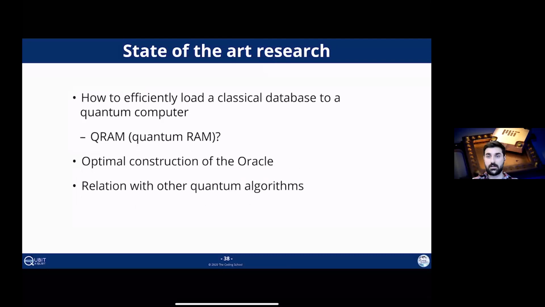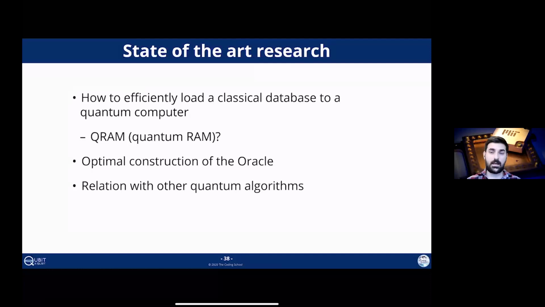Now, of course, there are some open research questions also when it comes to Grover search algorithm. Specifically, and this is an assumption that we made early on, is how to efficiently load a classical database to a quantum computer. Now, we assume that we start with some quantum data set that we can search over. We can put in an equal superposition and deal with it that way. But that's not necessarily the case always. In fact, all the databases that we have available today are classical databases.